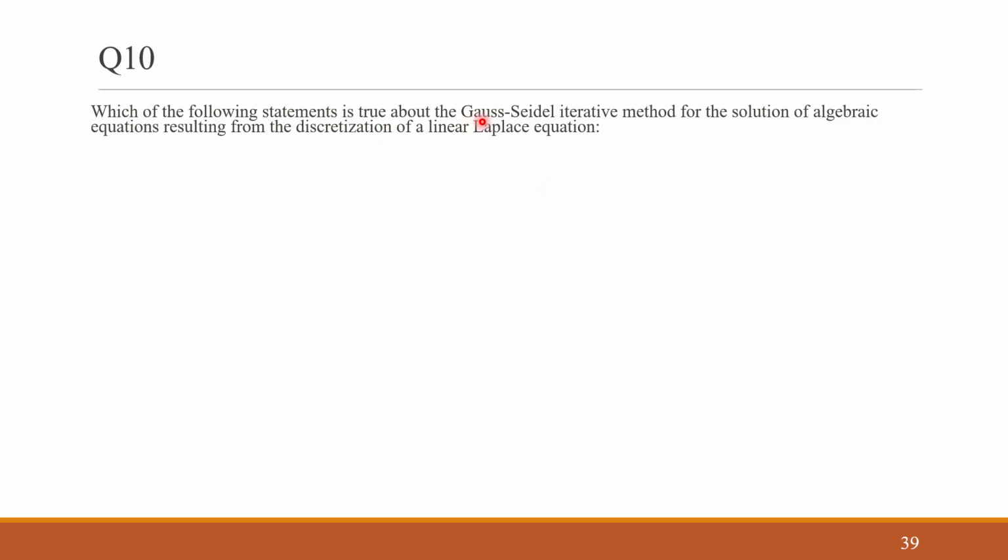So question 10. Which of the following statements is true about the Gauss-Seidel iterative method for the solution of algebraic equations resulting from the discretization of linear Laplace equations? So for now we have been discretizing the Laplace partial differential equation and converting it into an algebraic equation, right? And from the resulting algebraic equation, how will we solve? We are using numerical methods. That's what I mentioned in the initial slides itself, that CFD requires knowledge of the physics of the system as well as mathematical concepts like the numerical methods we will be applying.